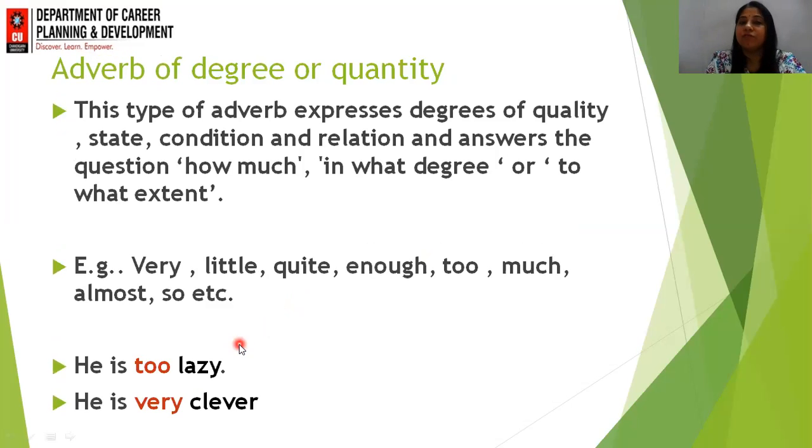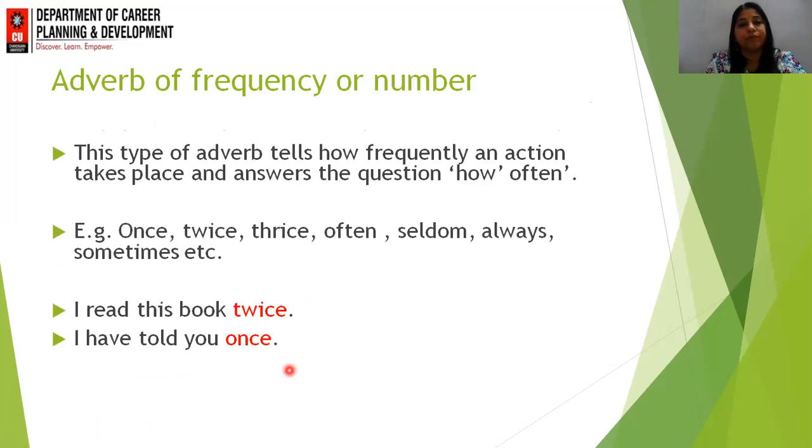Next is adverb of degree or quantity. So how much we are talking about, right? Because when we talk about degree or quantity, it's how much. This type of adverb expresses the degree of quality, state, condition, and relation and answers the questions how much, in what degree, to what extent. So, for example, very, little, quite, enough, too, much, almost, and so on. He is too lazy. So how lazy is he? He's too lazy, means he's very lazy. He is very clever. So these are telling us about the degrees.